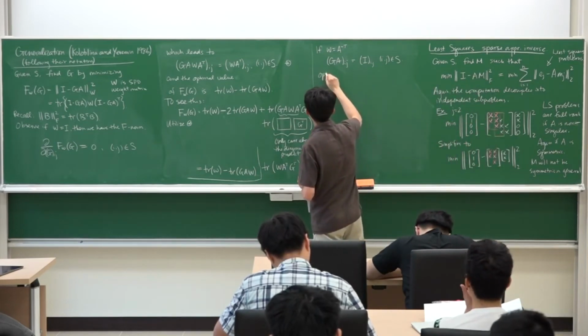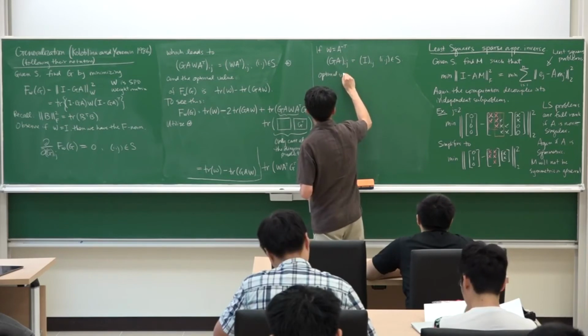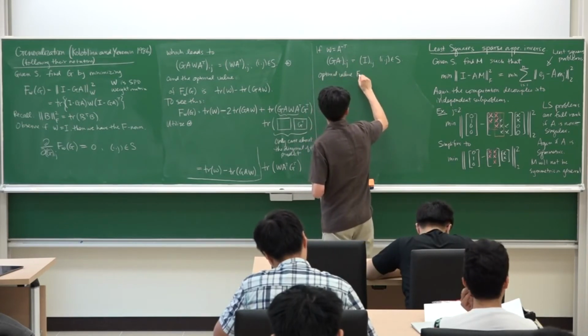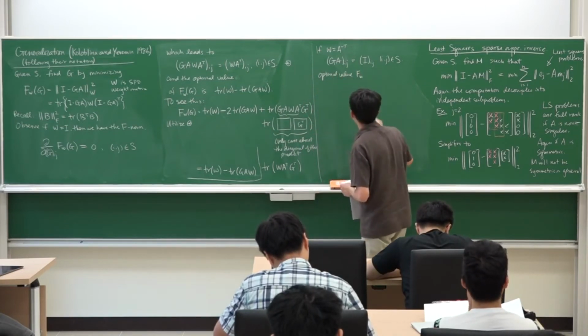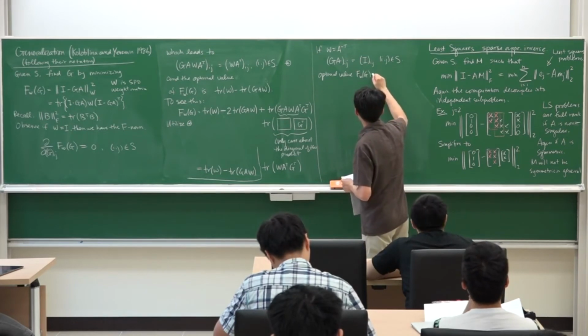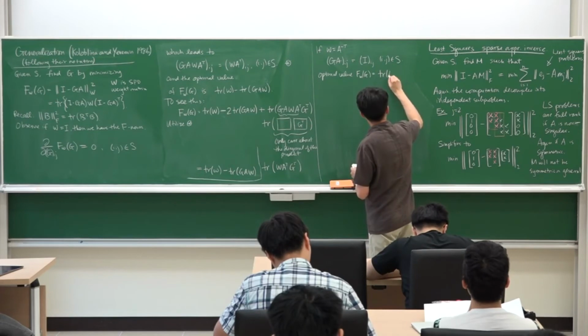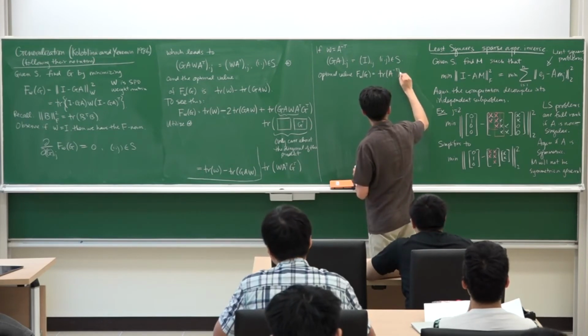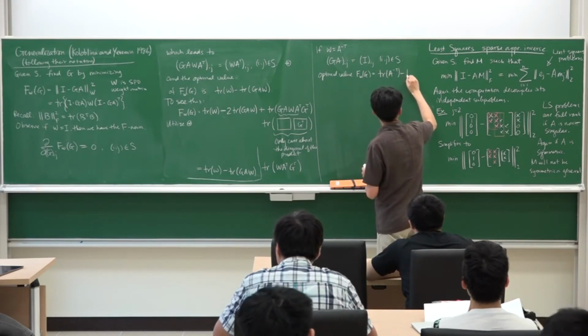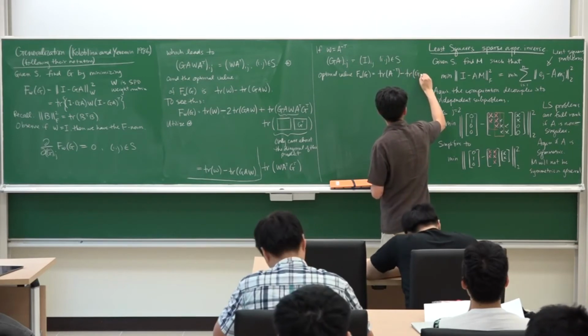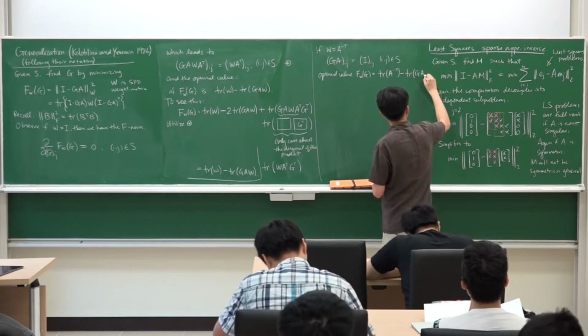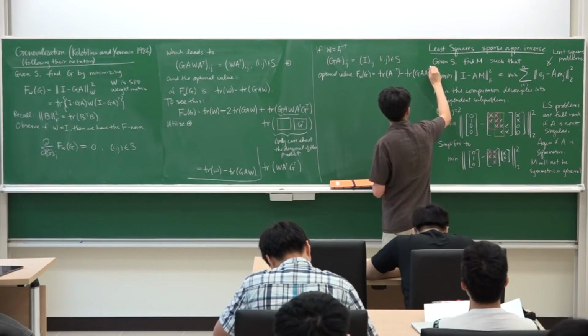And the optimal value of f_W is equal to the trace of A inverse transpose minus the trace of GA A inverse transpose.